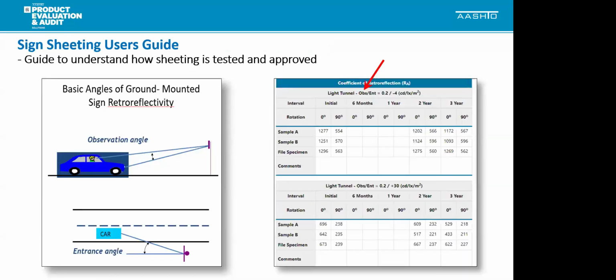Just looking at some more information in the user's guides, we talk about sign sheeting and the retroreflectivity at different angles. You can see a diagram here of what we call the observation angle and the entrance angle. And that data, you can see at the red arrow on the right, is depicted by OBS, meaning the observation angle, and ENT, meaning the entrance angle. So the user's guide is pretty good in showing you the basics of this. Manufacturers are always happy to work with you to help you understand this too, but the user's guide is really good.